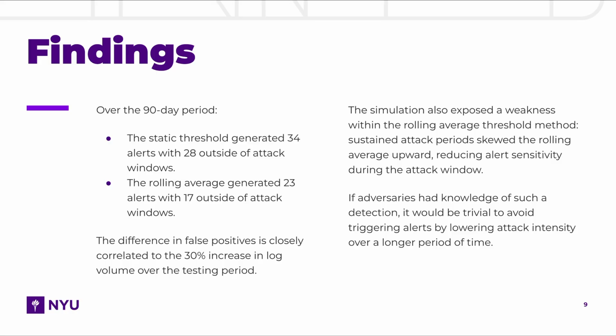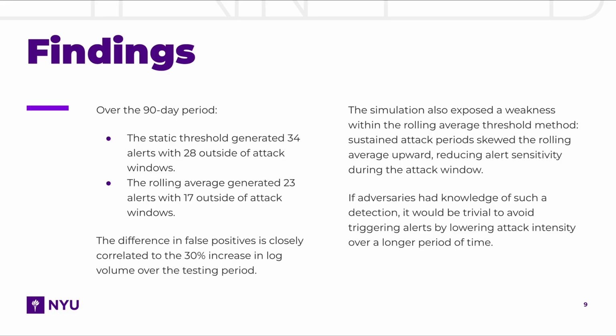So here are the findings of the experiment. Over the 90-day period, there were 34 alerts for the static threshold, with 28 of those being false positives, which is alerts outside of the attack window. And for the statistical rolling average, there were 23 alerts, with 17 of those being outside of the attack window. So there was definitely a decrease in false positives, which is good. That's what we want. And it very closely correlates to the 30% increase in log volume, where both of these detected the attacks being performed adequately.